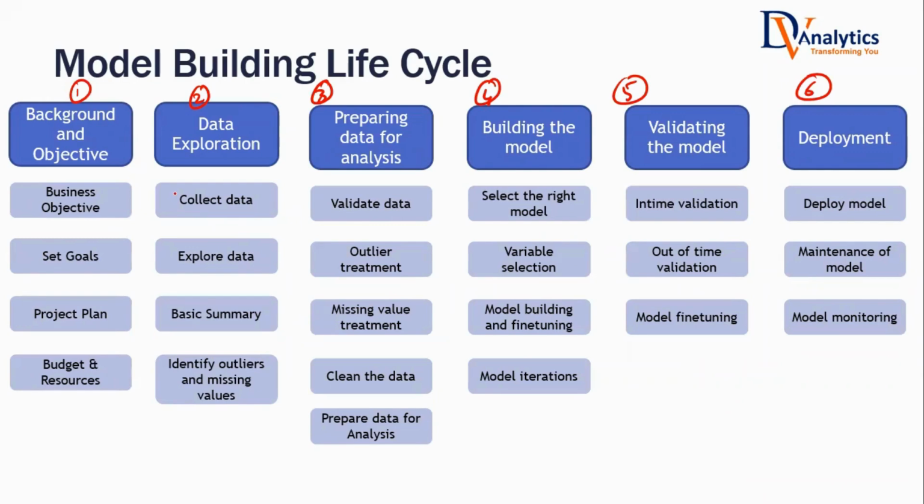Maybe they are rearranged here and there. Some of them might be mixed, but these 6 phases you always see. What is the first and important phase? Background and the objective. You have to set a goal. Without the goal, you cannot just take the data and do some random analysis. That doesn't happen anywhere. What is your objective?